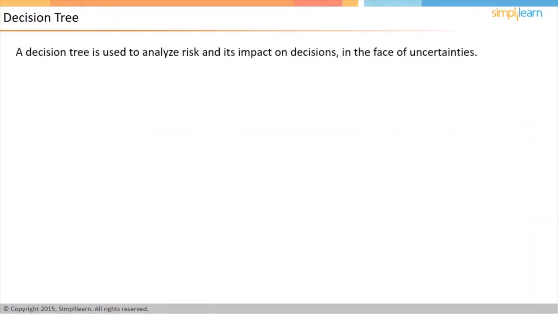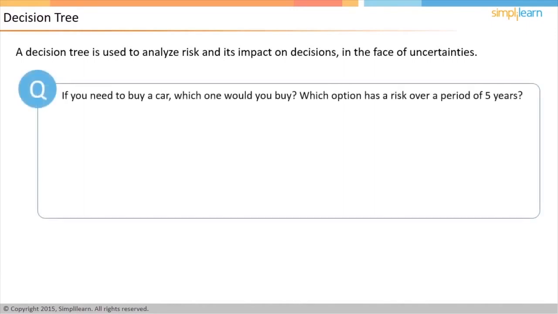A decision tree helps in analyzing risk and its impact on making decisions in a scenario where there is uncertainty on the outcome. Suppose you want to buy a car. You can buy either a new car or an old car. Which one should you buy? Which has more risk over a period of 5 years? Consider the concept of a decision tree to solve this problem.